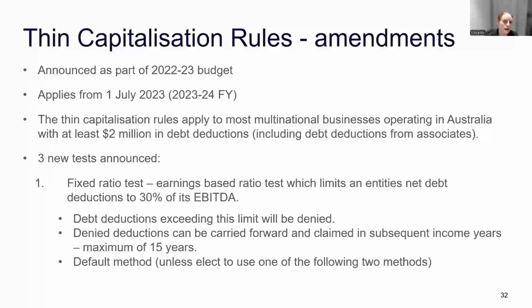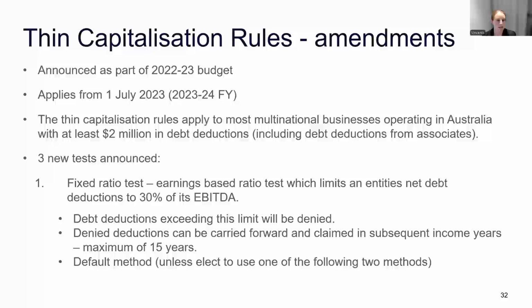So the thin capitalisation rules apply to most multinational businesses operating in Australia with at least $2 million in debt deductions, and that's including debt deductions from associates. And there are 3 new tests that have been announced. So I just want to briefly run through these, not in too much detail, but just so that you know enough to know whether you've got an issue or if you've got a client that might have an issue, and whether it's something you need to look into further.